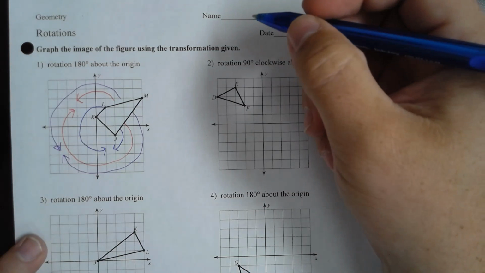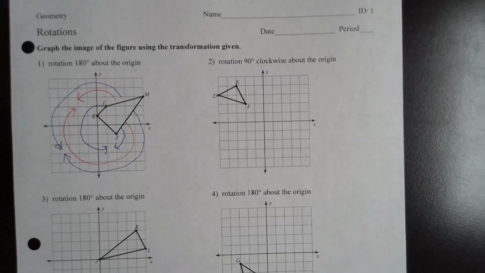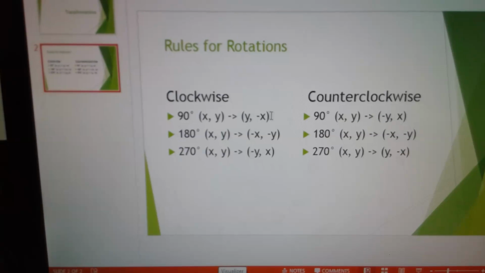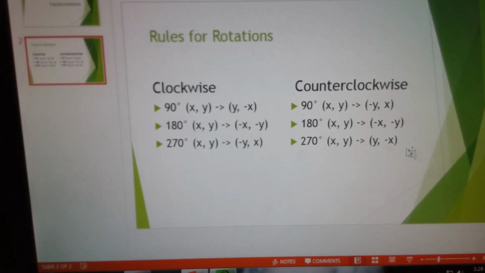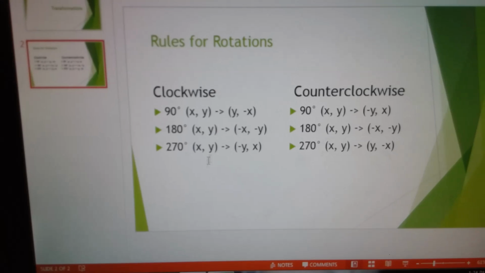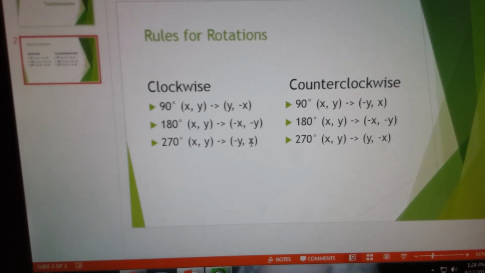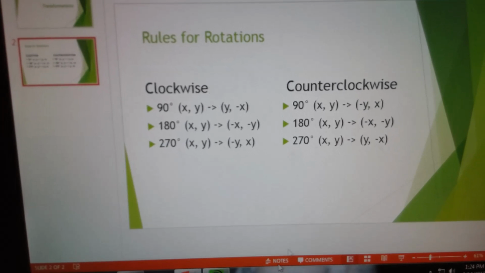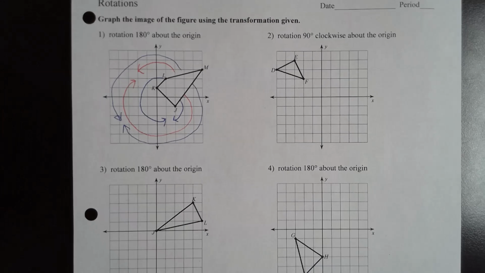So if you noticed on our rules for rotations, 90 degrees clockwise is the same as 270 counterclockwise. You get y, negative x here. 270 degrees clockwise, you get negative y, x. For counterclockwise 90 degrees, negative y, x. Okay? It's going to be the same. Now, we're going to look at what exactly that means here.